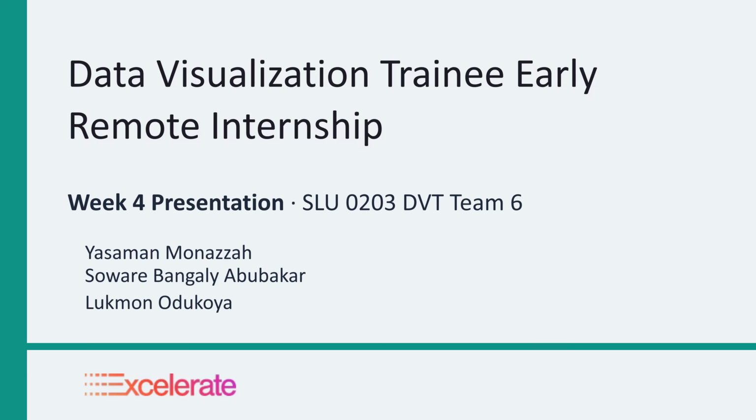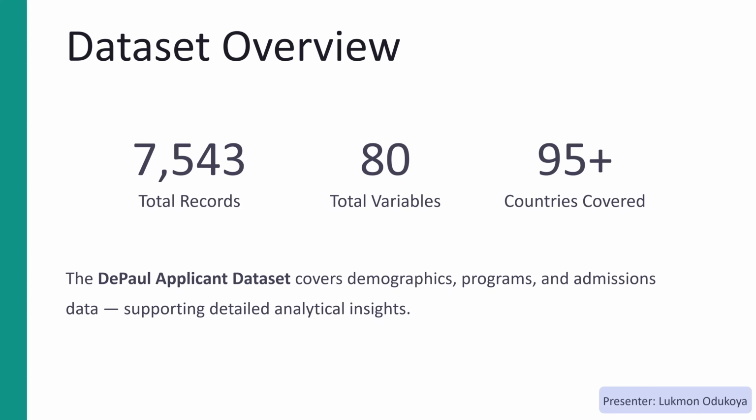The applicant dataset. I'll be starting with an overview of the dataset and key insights from our exploratory data analysis. The dataset contains over 7,500 applicant records across more than 95 countries with 80 variables, such as country, city, program choice, and application source, giving a broad view of global application patterns. Next slide, please.